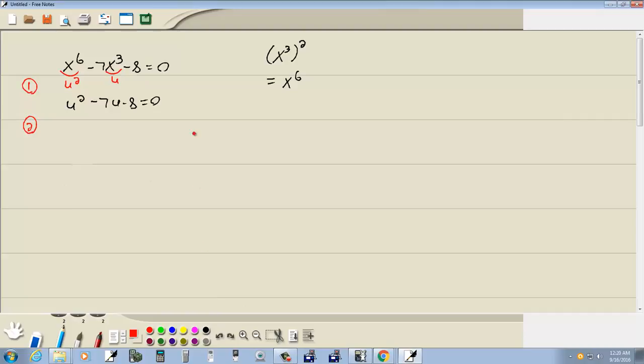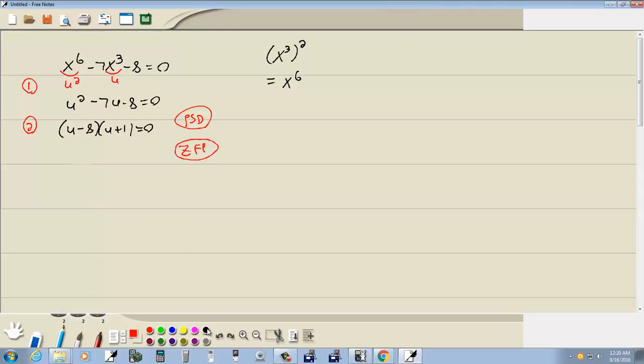Now we want to factor this, and I'm going to factor it using something called the PSD method that I teach, and that's where you got u squared, u, no u, and there's no number in front of u squared. And this factors as u minus 8 times u plus 1 equals 0.